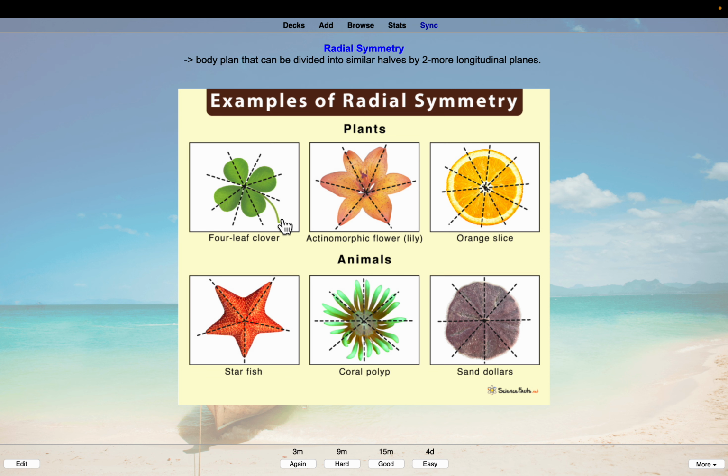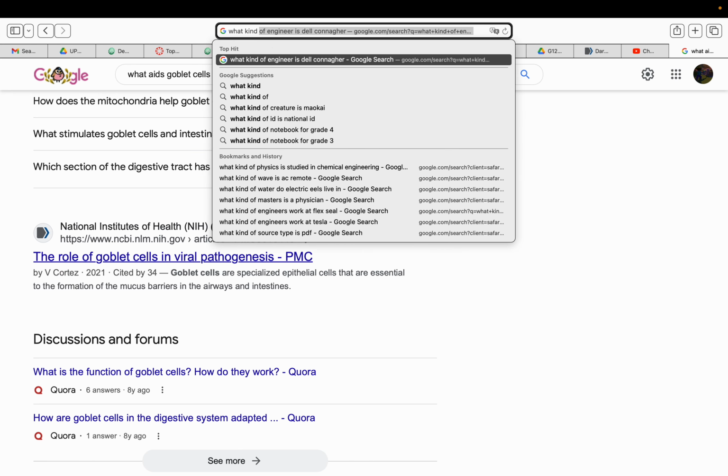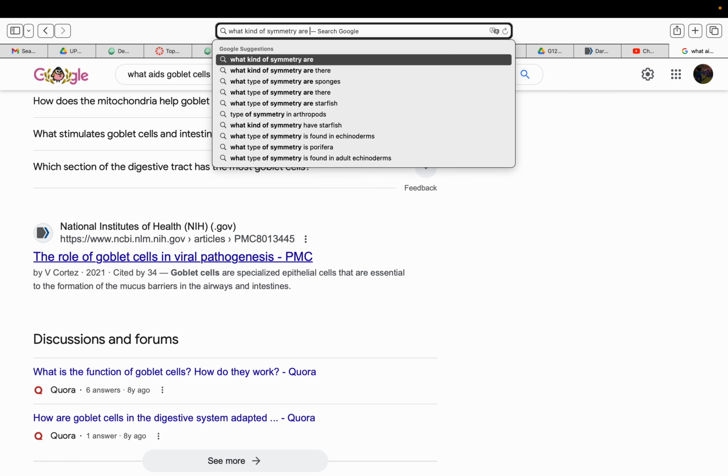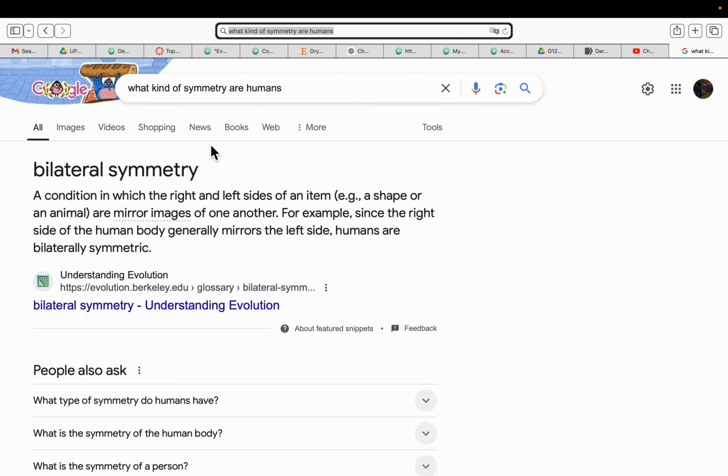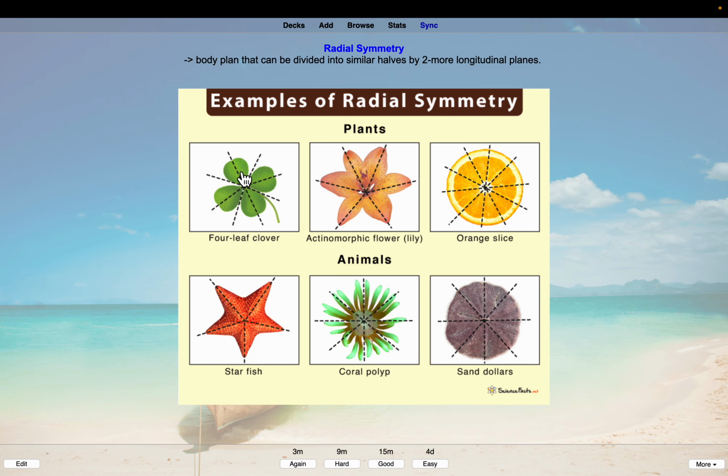So for plants, for leaf clover, actinomorphic flower. What kind of symmetry are humans? Bilateral. Okay. So we are not radially symmetrical. We are bilaterally symmetrical.